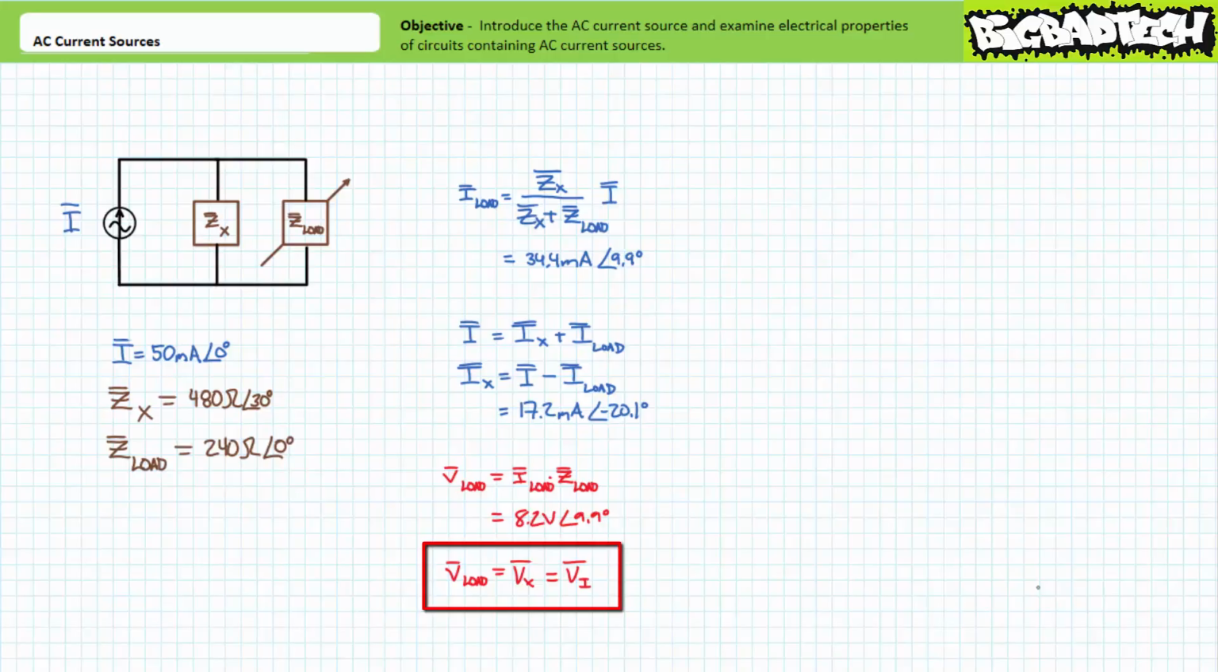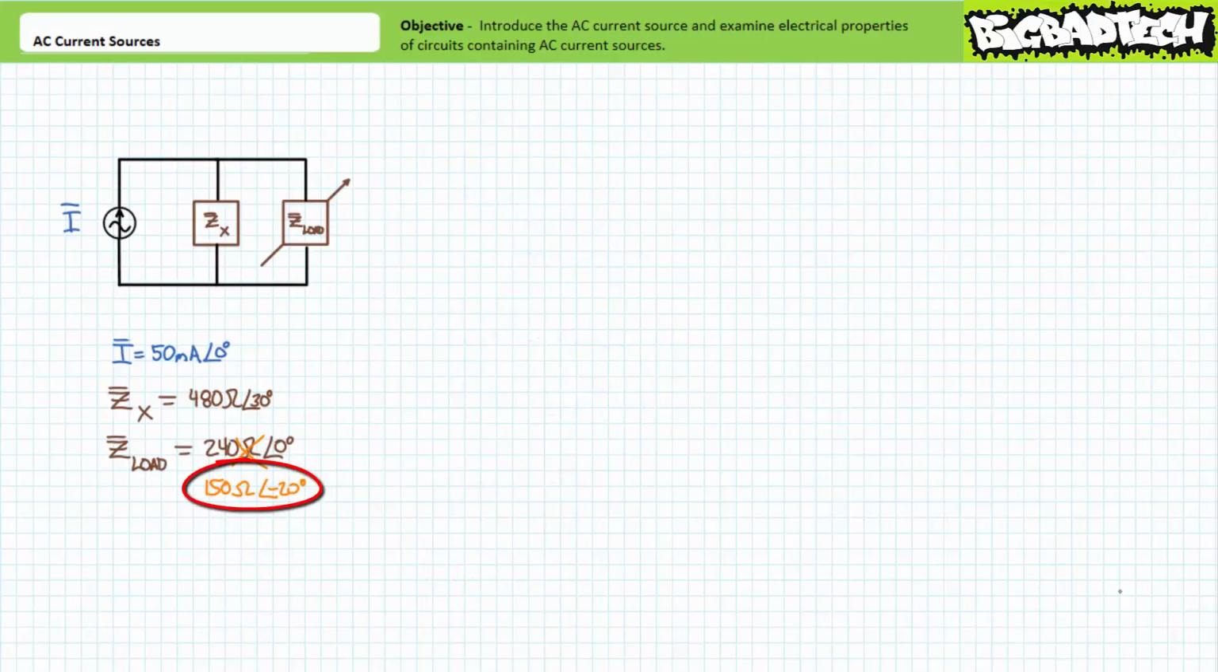Similarly, an application of Kirchhoff's voltage law demonstrates that this drop must be caused by an equal and opposite voltage rise of 8.2 volts at an angle of 9.9 degrees produced by the current source. This is the voltage magnitude and phase shift necessary to push 50 milliamperes at an angle of 0 degrees through this parallel impedance combination.